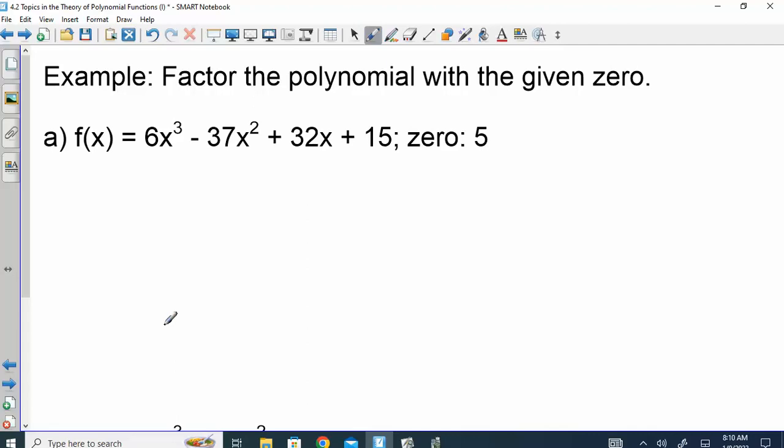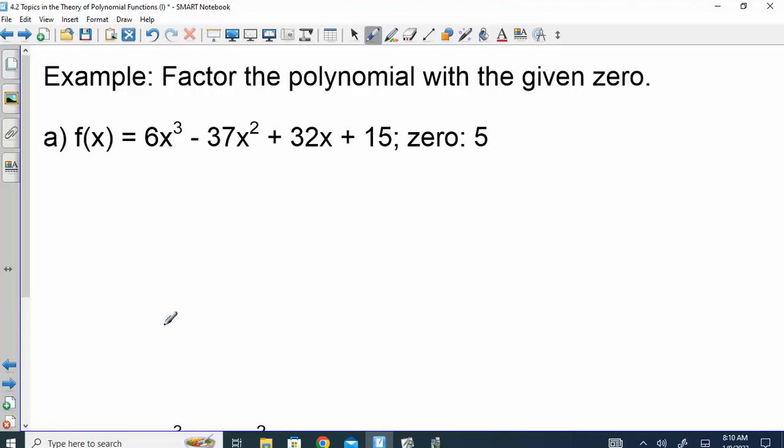Second thing I want to look at today. I want to start factoring polynomials. And today, when I ask you to factor, I'm going to give you a starting point. So factoring, we're breaking it into all those factors. And I will give you a hint on all the problems today. I'm going to give you one of the zeros.